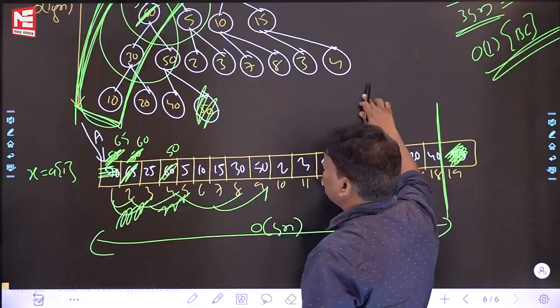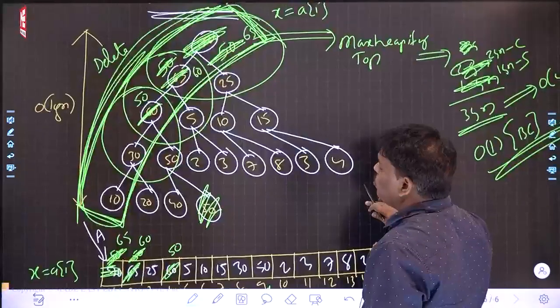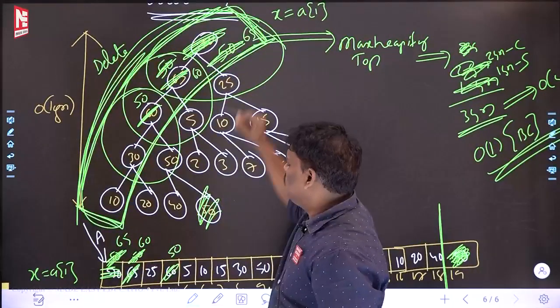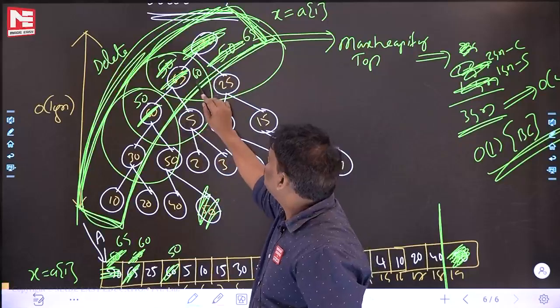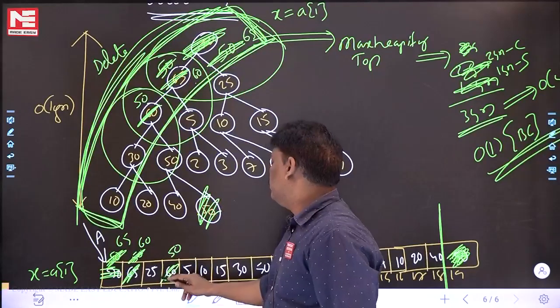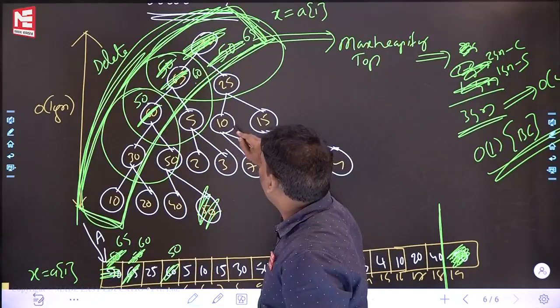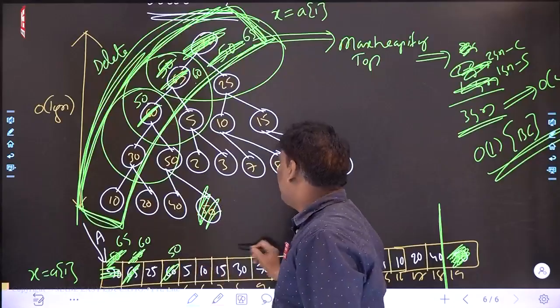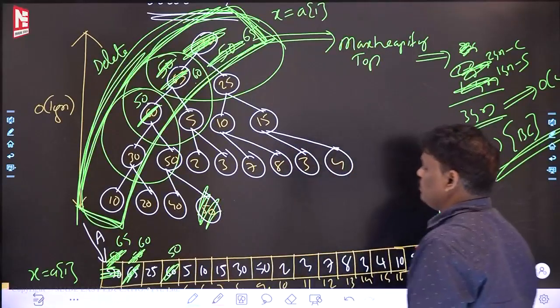Now if you want, you can compare both the elements. Can you say what is the root there? 65, here 65. What is the next level? 60, 25, 60, 25. What is the next level? 55, 10, 15, 55, 10, 15. So both will be similar.